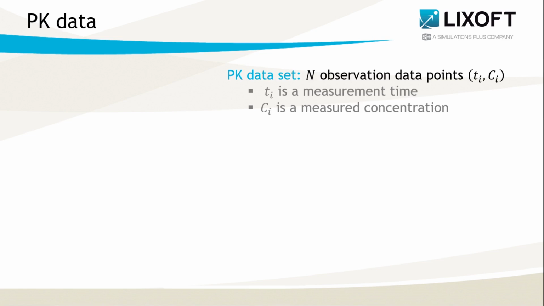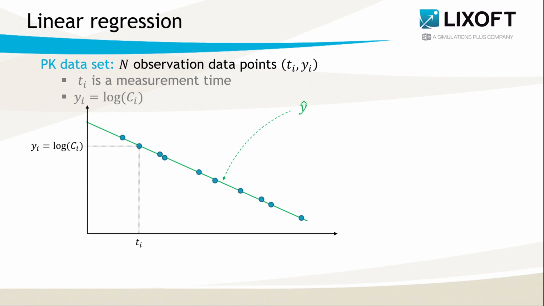For a PK dataset, data points are pairs of measurement times and measured concentrations. Here we look at log-transformed concentrations, so yi denotes the logarithm of measured concentrations. Ideally, for the terminal elimination phase, all of these data points would lie on one line called here y hat. It is a linear function of time with the slope equal to minus lambda z and the intercept I lambda z, which is the value of y hat at t equal to 0.